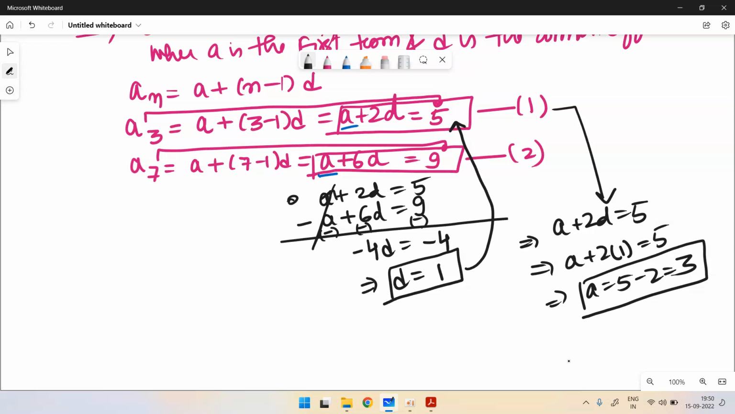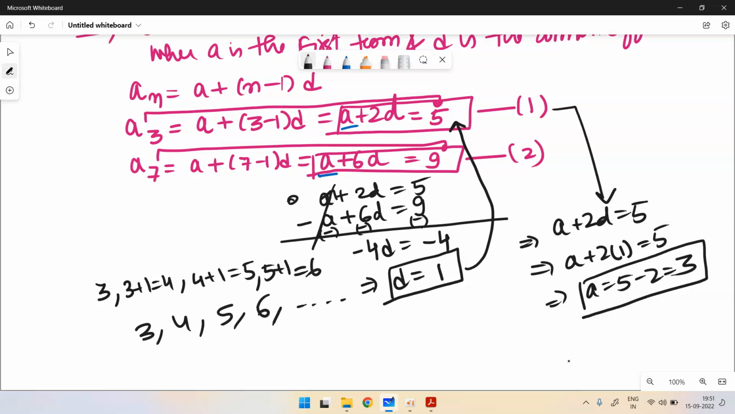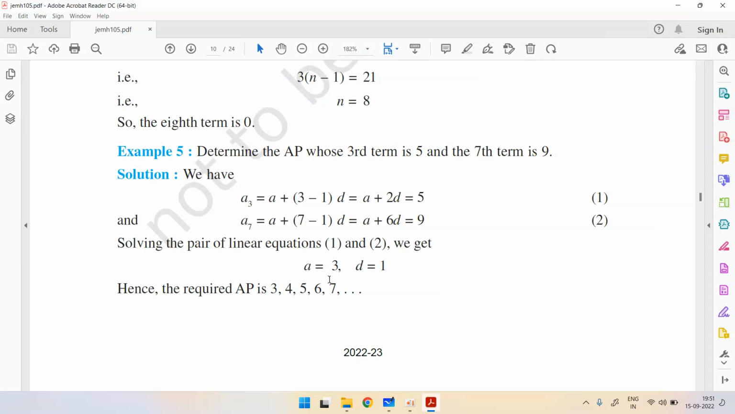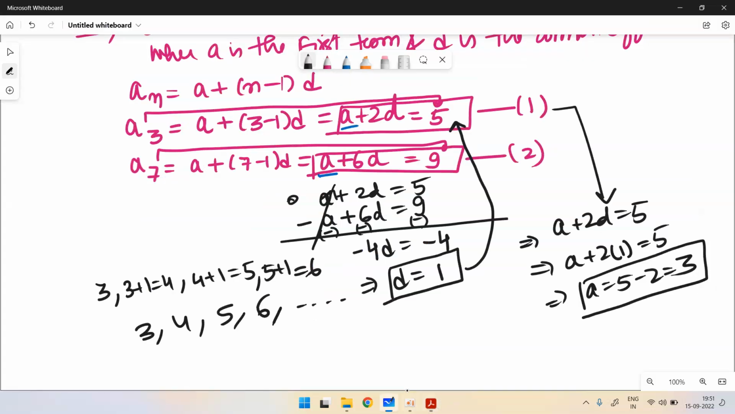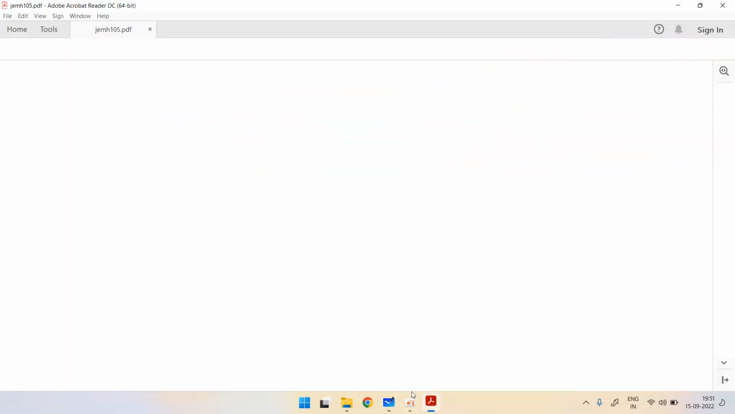So what is my series? If you look at my series, it is 3, next is 3 plus 1, which is 4, and next is 4 plus 1, which is 5, and next is 5 plus 1, which is 6. So 3, 4, 5, 6 is my sequence. The AP is 3, 4, 5, 6, 7, and you can even write the next terms also. This is the arithmetic progression. This is the answer.